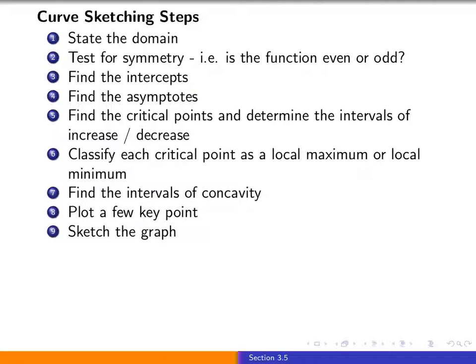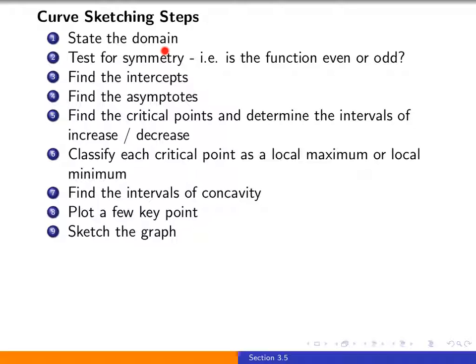In this video, we will investigate how we can use all of these calculus techniques that we've investigated in previous sections to sketch curves. Now, in terms of sketching curves, there's a few steps here that we want to follow through. Given the function, we want to think about the following bits of information.